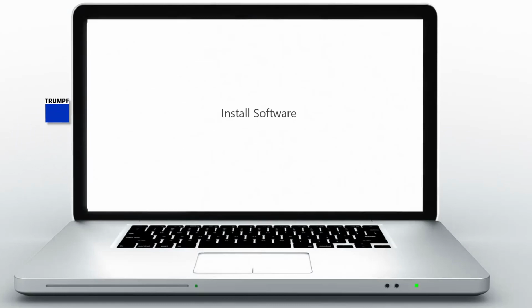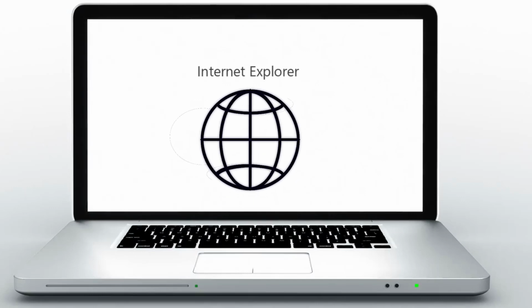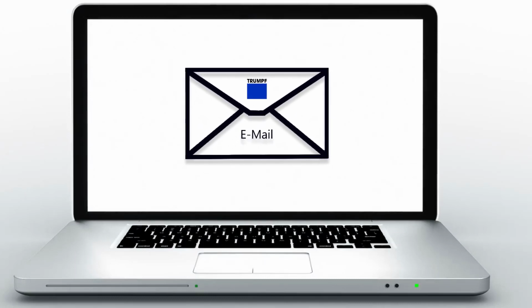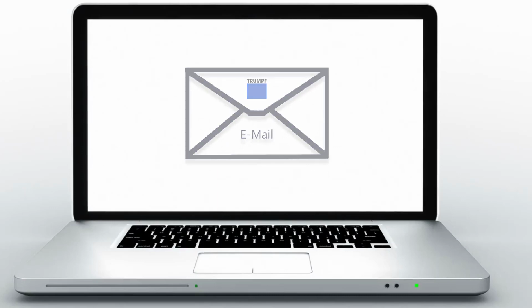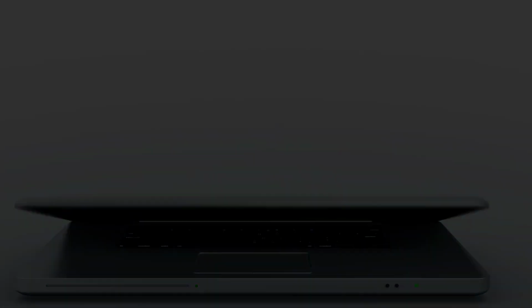The TRUMPF software should already be installed on your laptop before you begin this process. If you need it, you can get the DVD as a separate delivery. For the license activation, please make the Microsoft Internet Explorer browser the default browser. The TRUMPF license software certificate will have been sent to you by email. Let's begin.